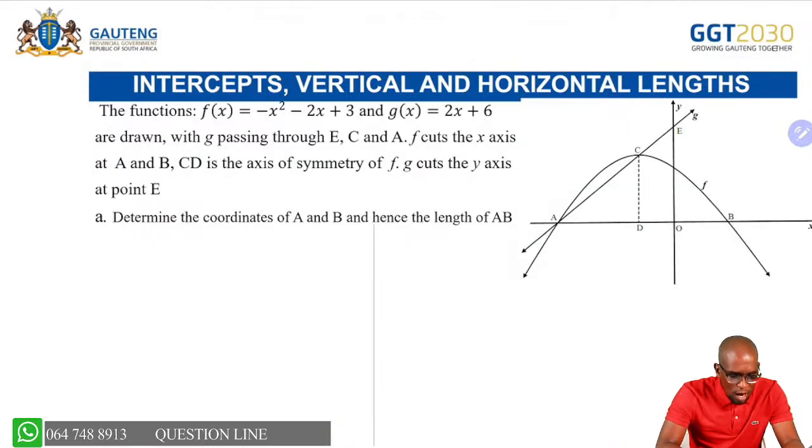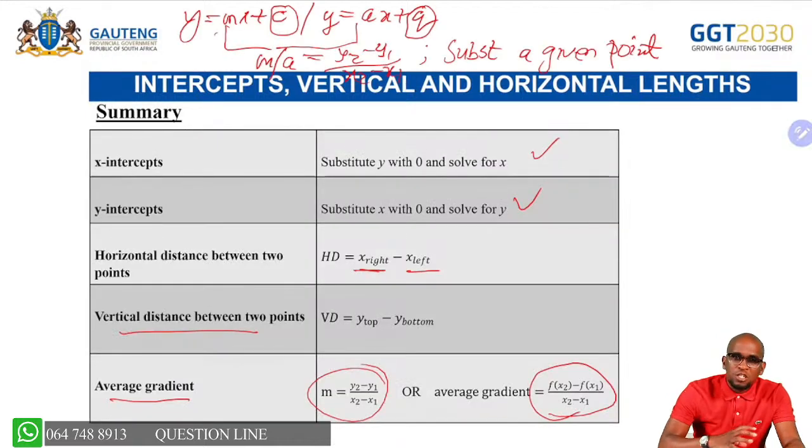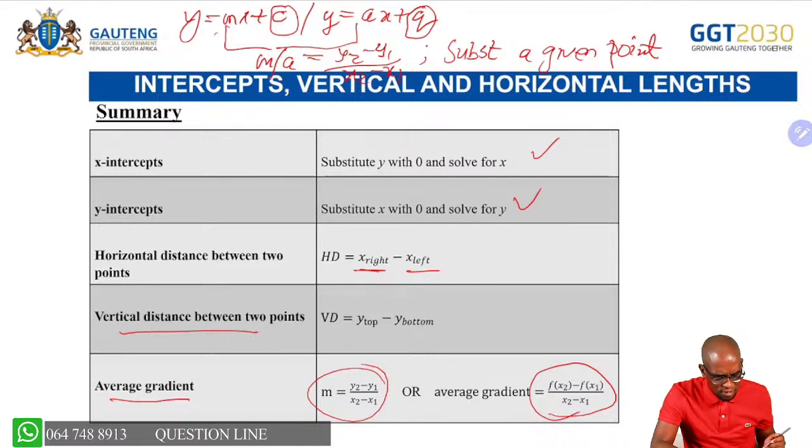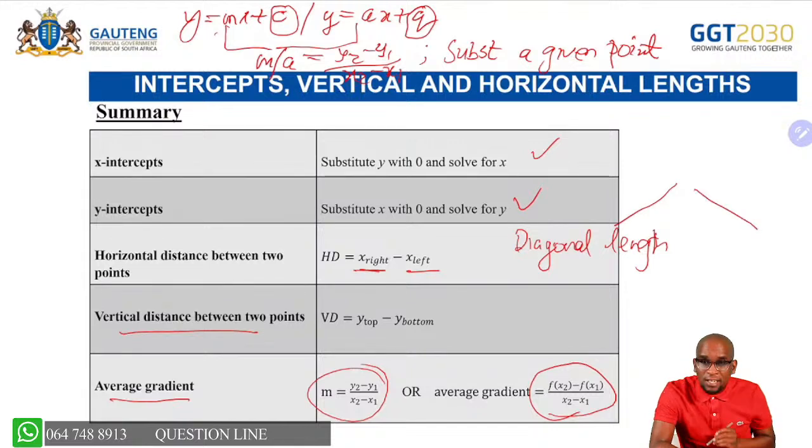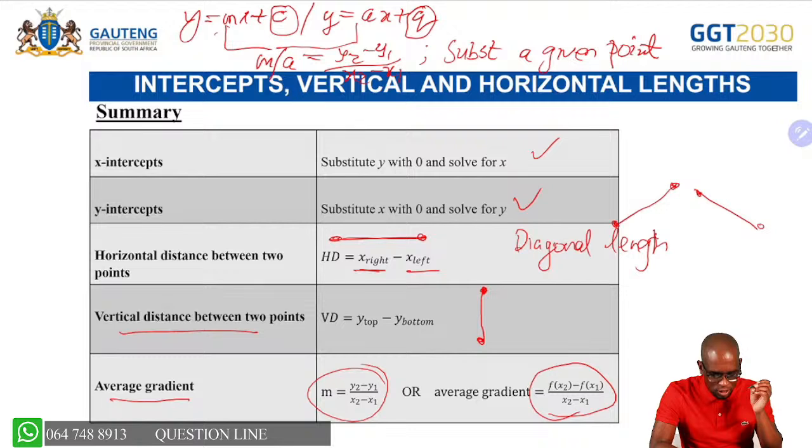Right. Now let us look at the application of the table that I've just given you for x-intercept, y-intercept, horizontal and vertical lengths, as well as the average gradient. But remember, there is also a diagonal length. It can be like this or like that. Here you are talking about horizontal length, like that, or vertical length, like that. But you can also have your diagonal length.